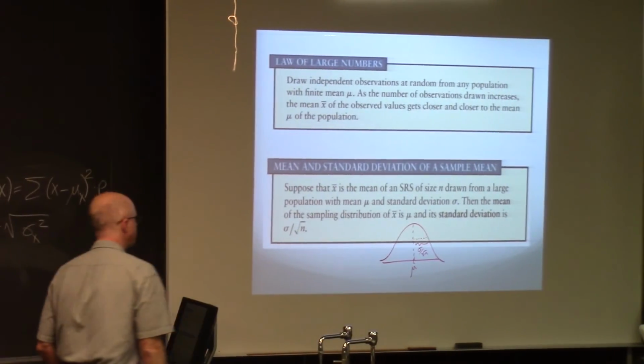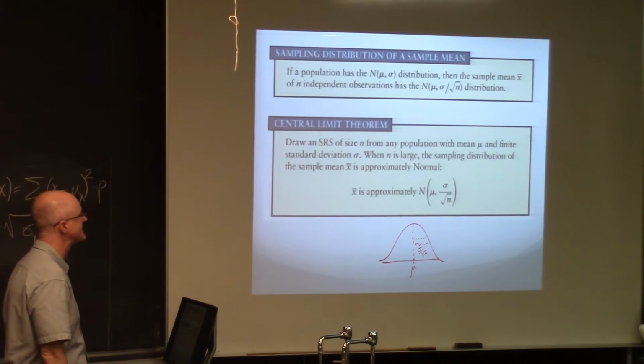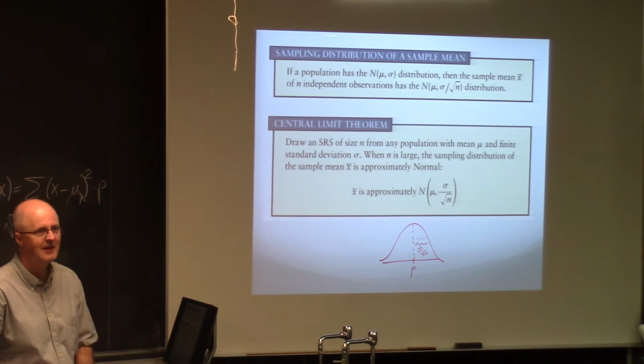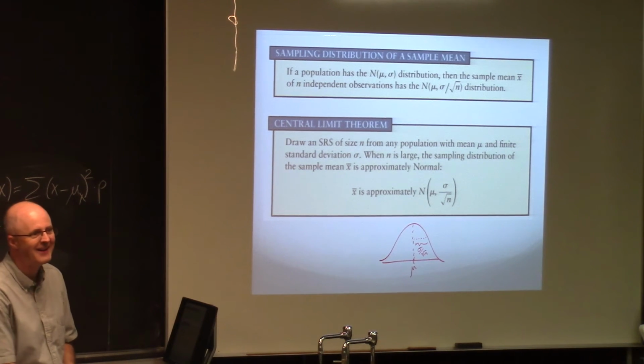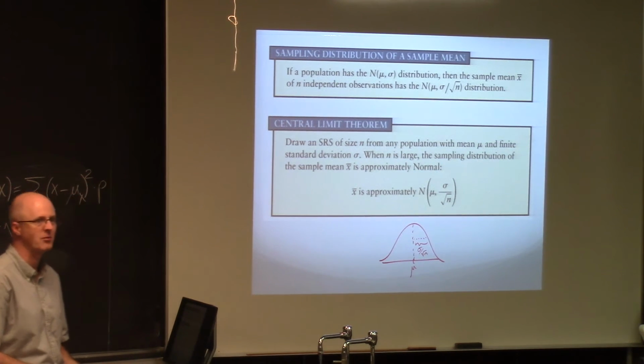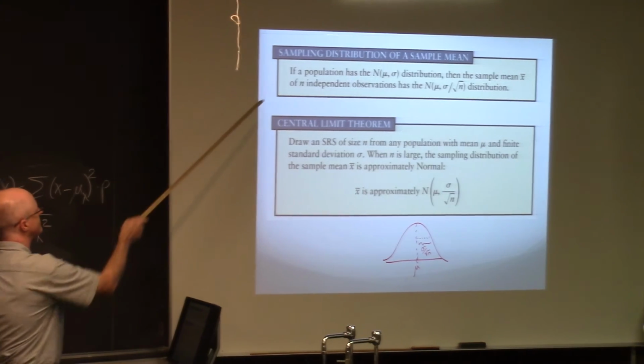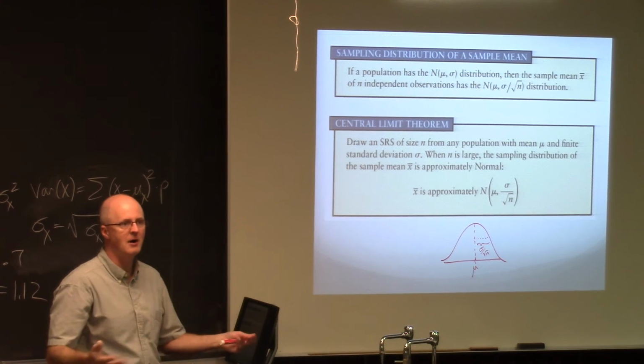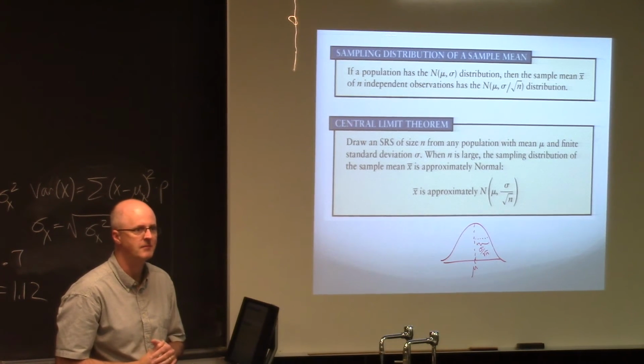If the population happened to be exactly normal, the next slide says, the first box says that the sampling distribution is exactly normal. That's not typically the case, okay? Rarely is the population exactly normal. This is more of a theoretical thing. More importantly, it applies to all populations. There's the central limit theorem.